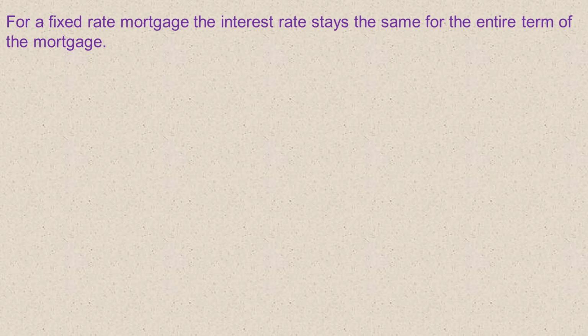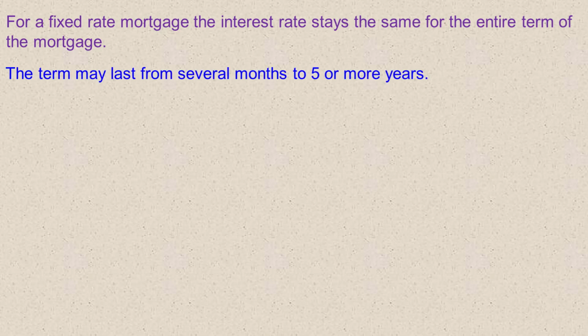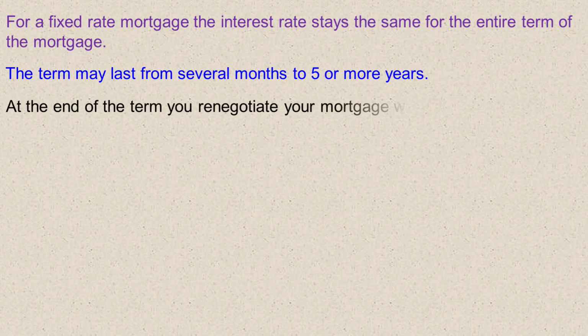So for a fixed rate mortgage, the interest rate stays the same for the entire term of the mortgage. Now, the term of the mortgage and the amortization term are not the same thing. The amortization term is the entire length of time it takes you to pay off the loan, which might be anywhere from 15 to 20 or 25 or 30 years. The term for the mortgage may last from several months to 5 years or more, but it's not going to be like 20 years or 25 years. The bank will not lock in for that amount of time. At the end of the term, you renegotiate your mortgage with the bank.